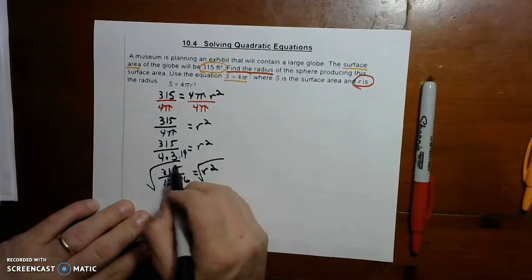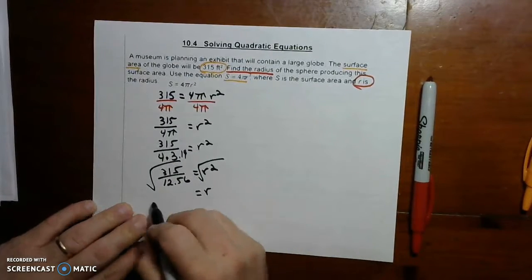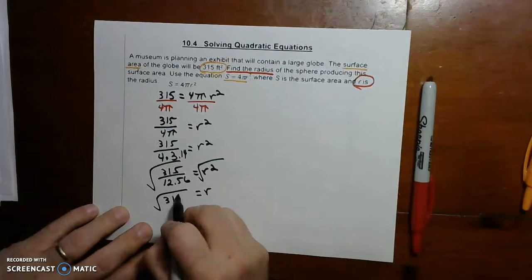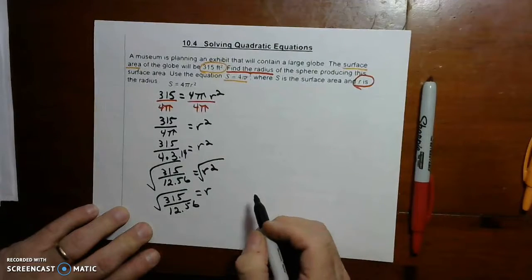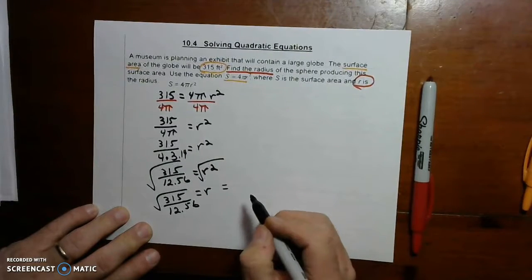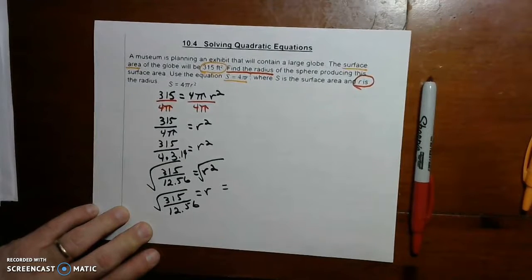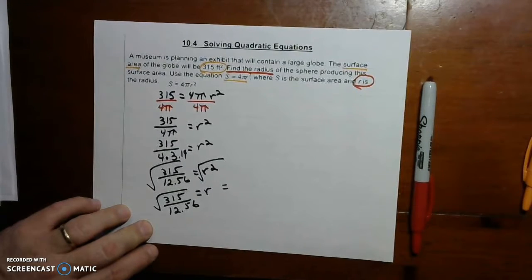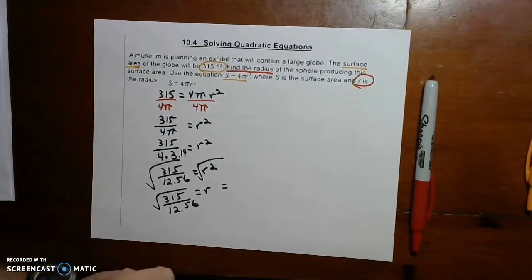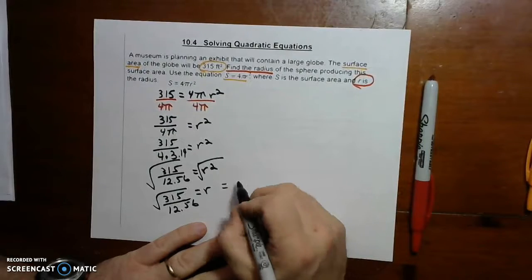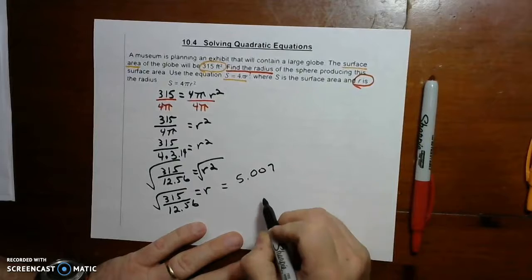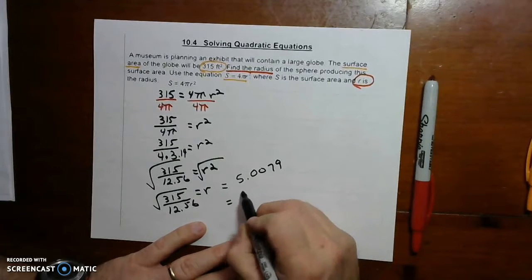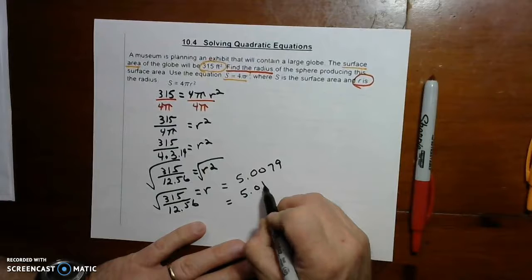And then last, I would take my square root. So r equals the square root of 315 divided by 12.56, and when I run that through my calculator, I get an answer of 5.0079, and I'm going to round that off to 5.01.